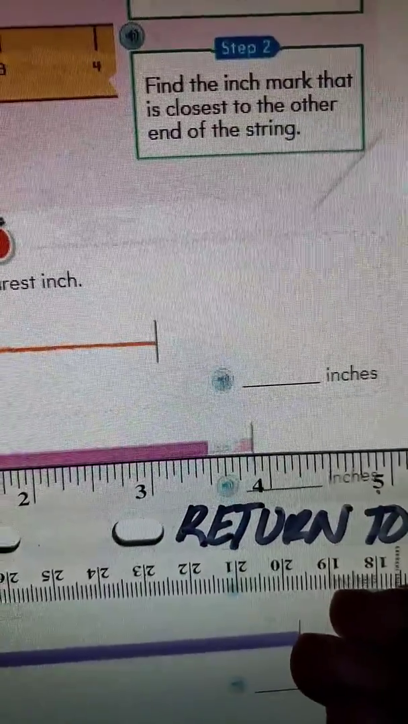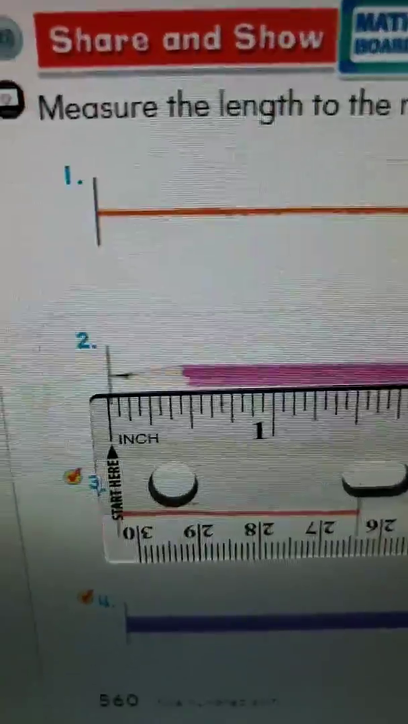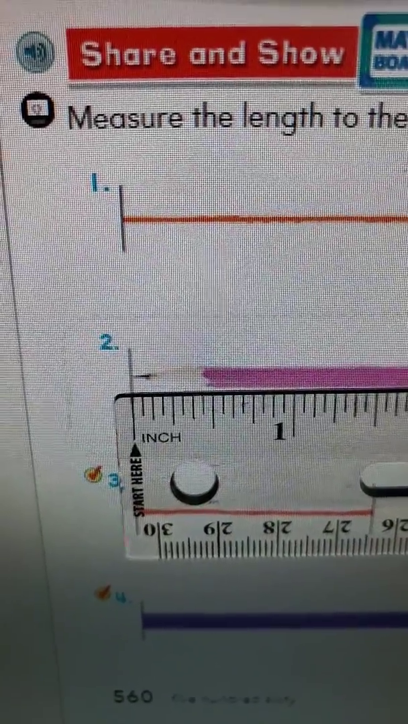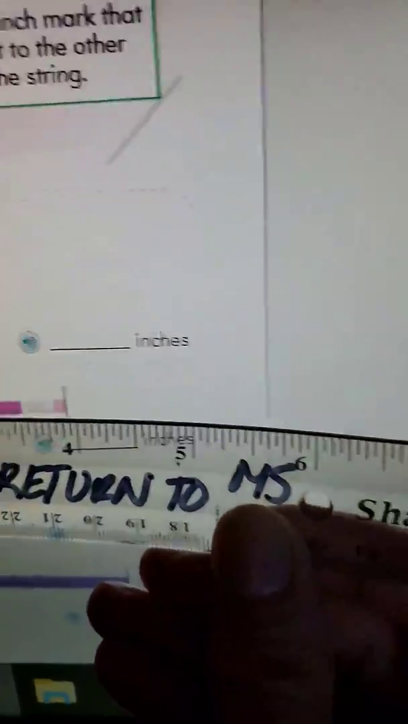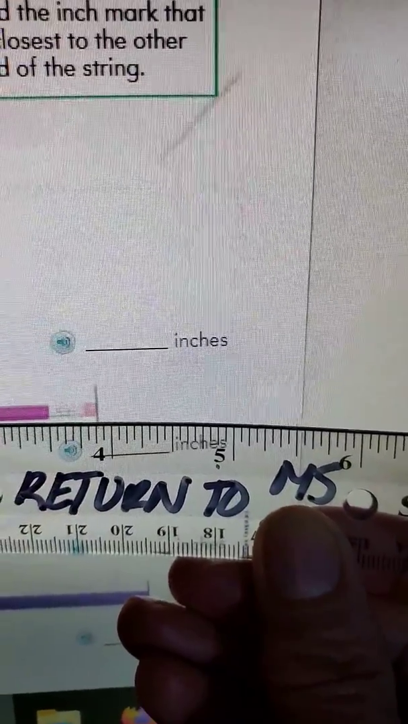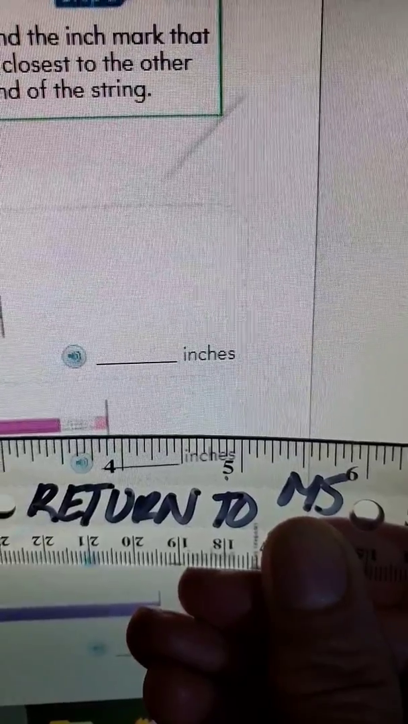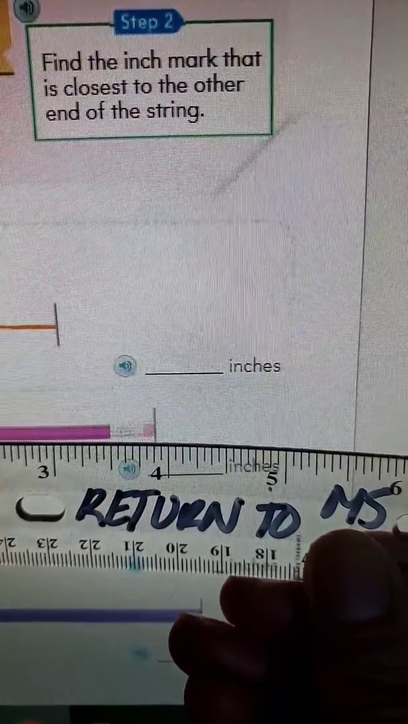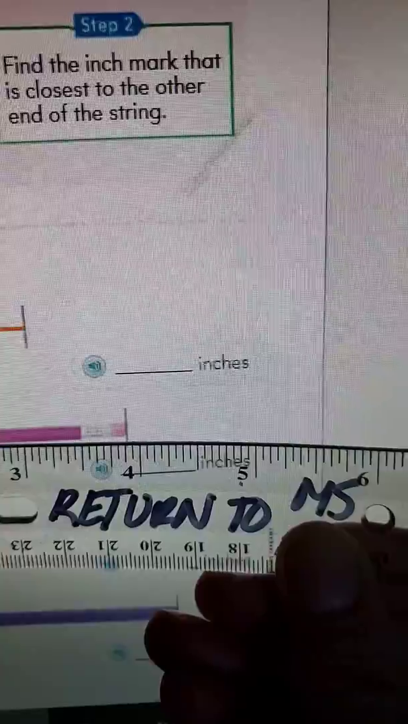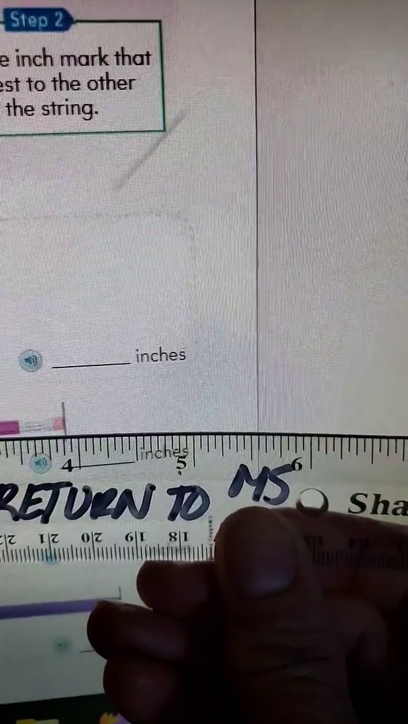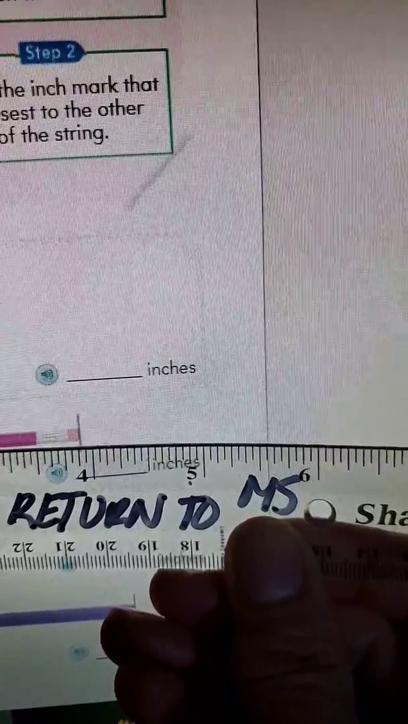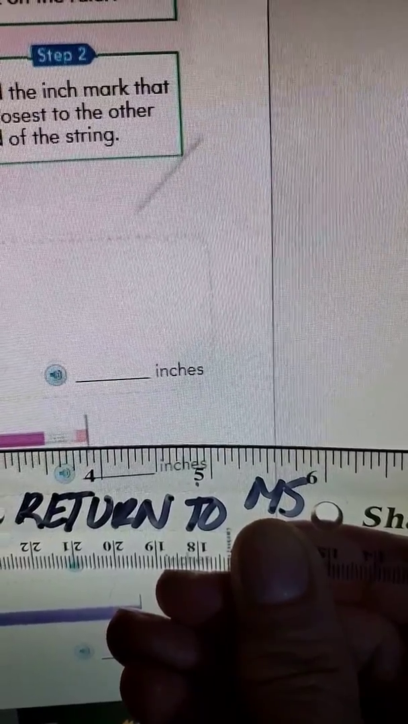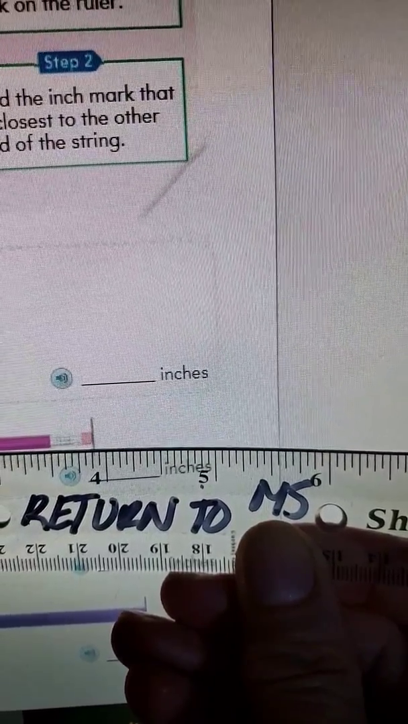Let's come down to number 2. We mark right at the start line where it says start here, okay? And we're going down to the end line. If you see, that does not come all the way to the 4, but it's much farther past 3 than it is closer to 4. So we are definitely almost 4 inches. So your nearest inch is going to be 4 inches.